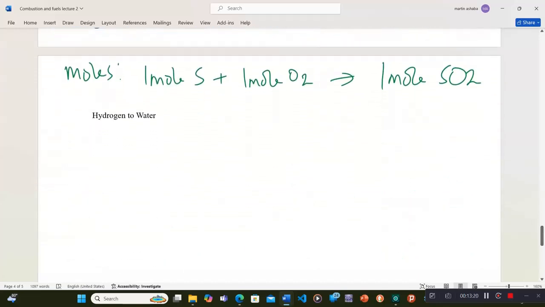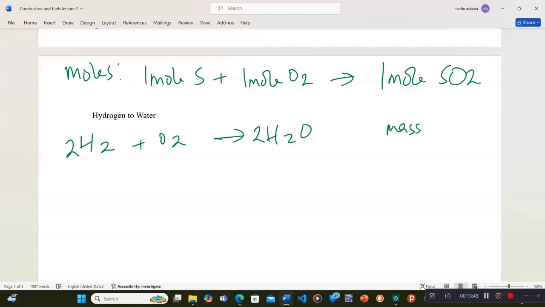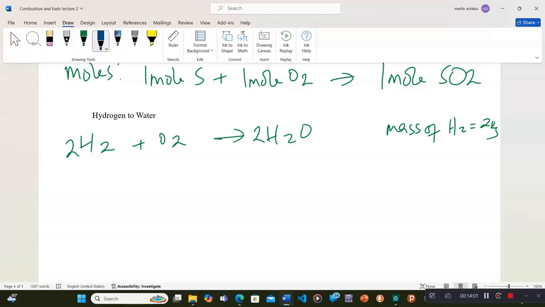What about if we are talking about hydrogen to water? So hydrogen burns in the presence of oxygen to give you water. So we need to balance this equation. You can put a 2 here to see what happens to hydrogen. This becomes 4. If I put the 2 here, hydrogen becomes balanced and oxygen is balanced. So what about the mass of hydrogen? Mass of hydrogen is equal to 2 kilograms, because the atomic mass of hydrogen is just 1 kilogram.